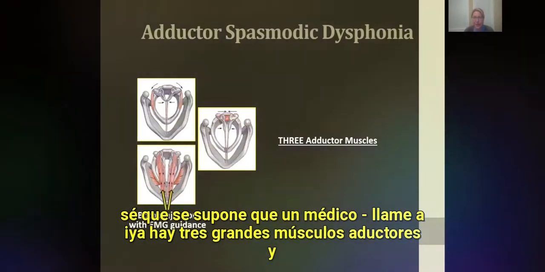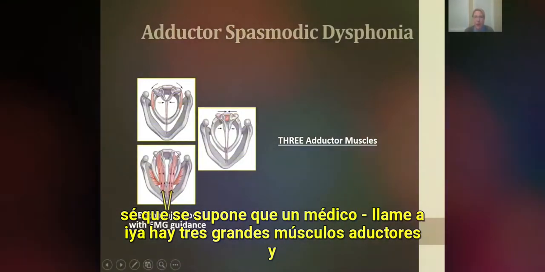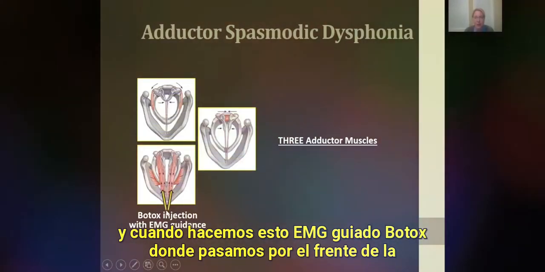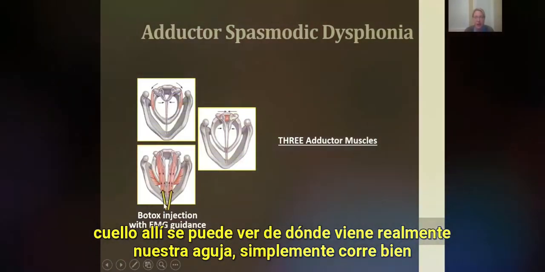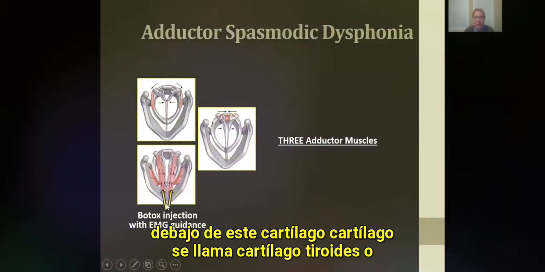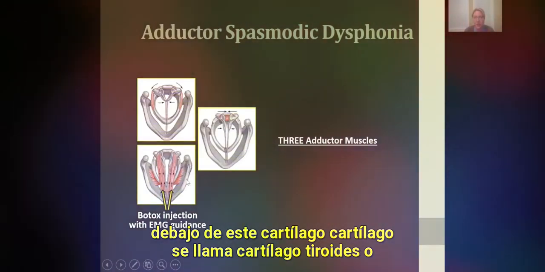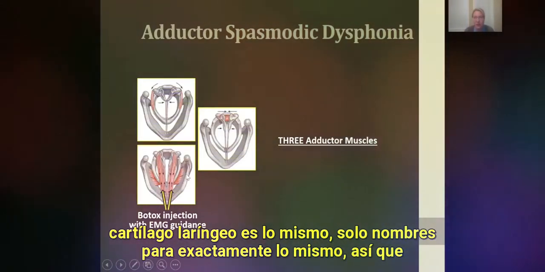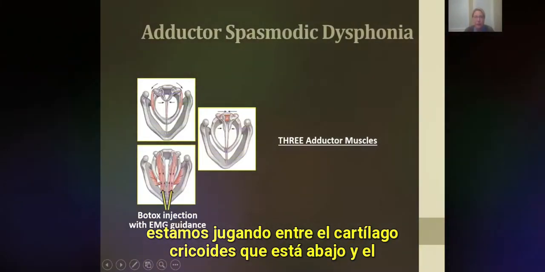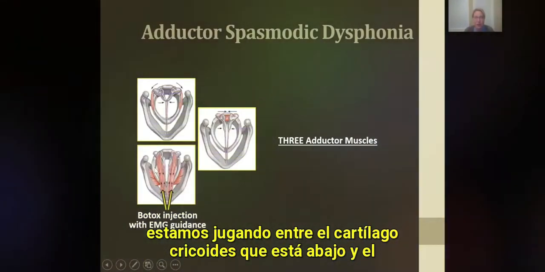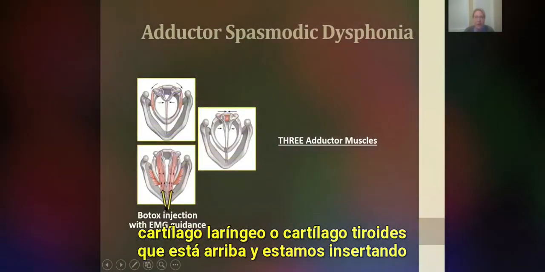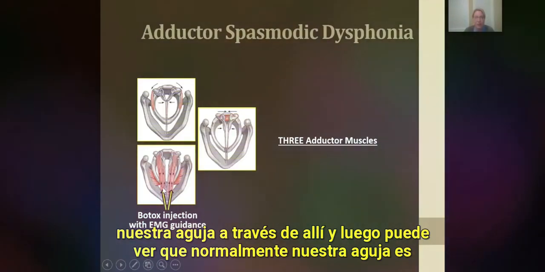So as I said, with adductor spasmodic dysphonia, there are 3 big adductor muscles, and when we do this EMG guided Botox, we're going through the front of the neck. You can see where our needle is actually coming. It runs right underneath this cartilage. This cartilage is called either thyroid cartilage or laryngeal cartilage. It's the same thing, just 2 different names for the exact same thing. So we're running between the cricoid cartilage, which is down below, and the laryngeal cartilage or thyroid cartilage, which is up above, and we're inserting our needle through there.